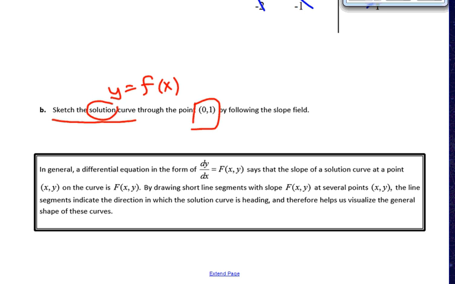Okay, a little bit on notation. So it says in general, a differential equation is in this format: dy/dx equals capital F of x, y. So that function is just a function that involves both x and y. That's just a notation that you need to be familiar with, a function in terms of both x and y. And it goes on to tell you the general definition of a slope field.